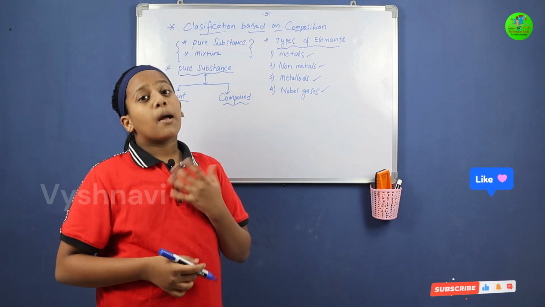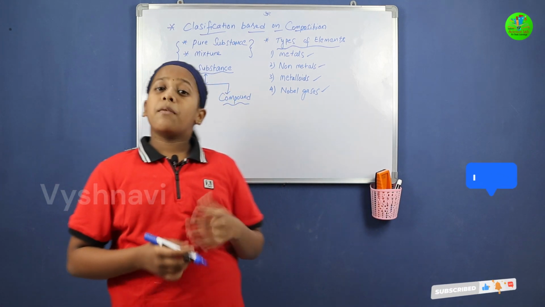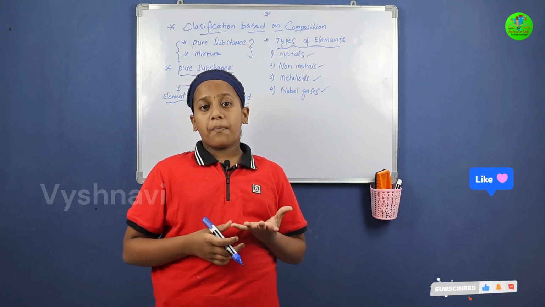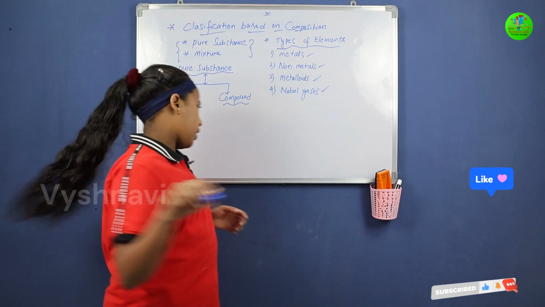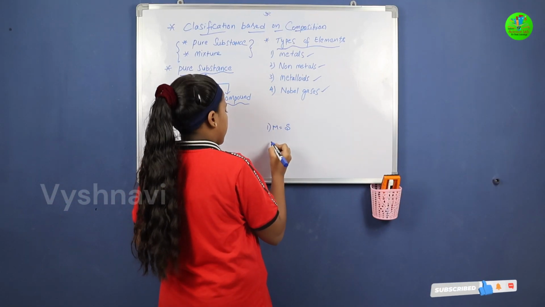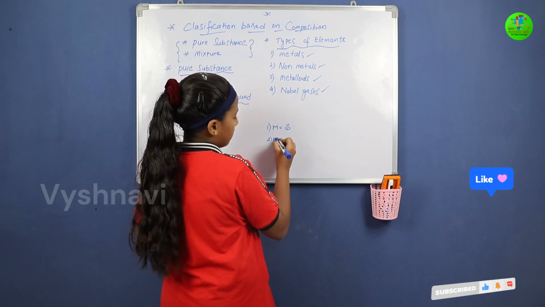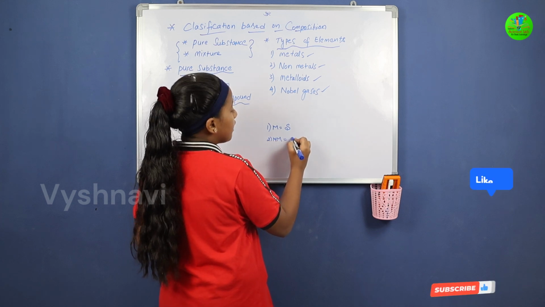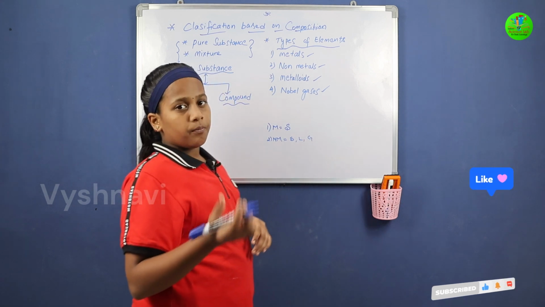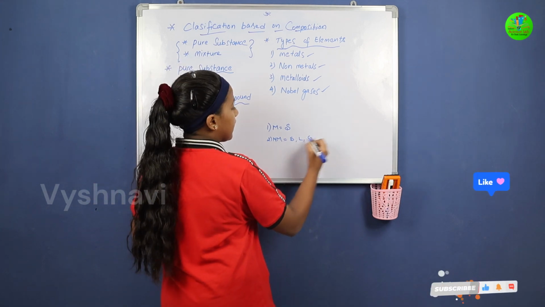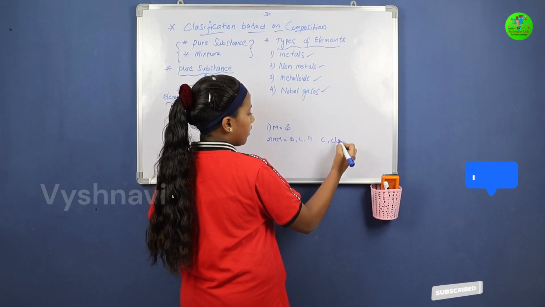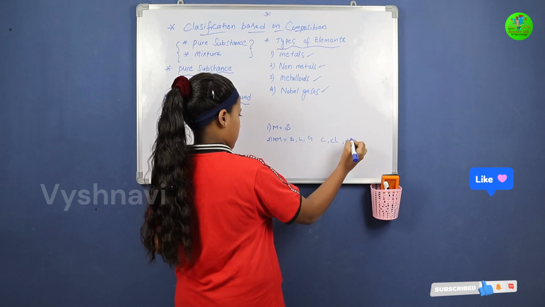Firstly, we will discuss metals. What are metals? Metals are generally hard. Metals are in which shape? Solid shape. Let us write first. Metals are in solid state. And non-metals are in solid, liquid and gases. Example, carbon is solid, chlorine and hydrogen are gases.